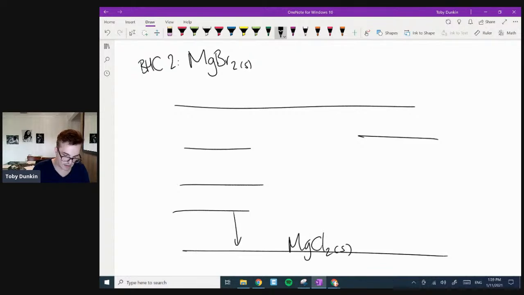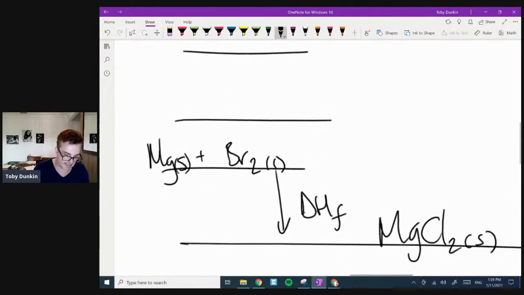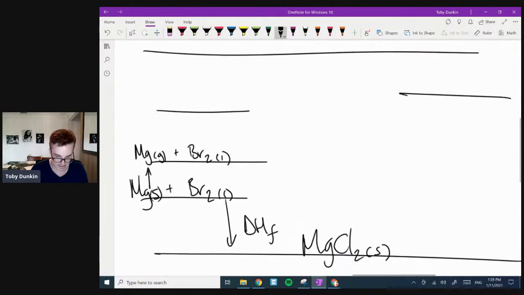Right, first thing I realize is that the first shelf is always the enthalpy of formation. I need magnesium as a solid. I need bromine in a pair this time, but bromine's a liquid, so I'm going to have to deal with that in a separate step. So the first thing I'm going to do is focus on magnesium. I'm going to first of all turn magnesium into a gas. Bromine remains unchanged, untouched.